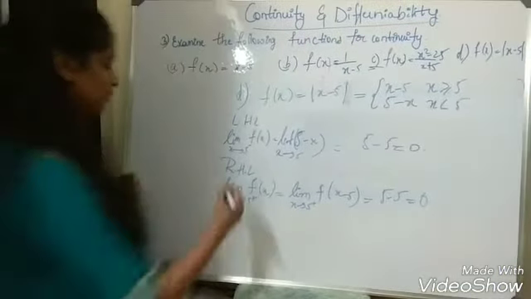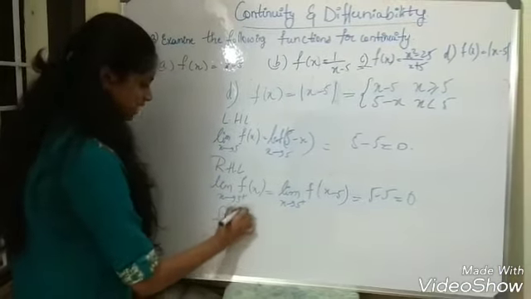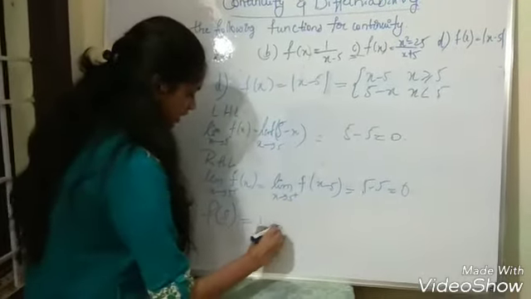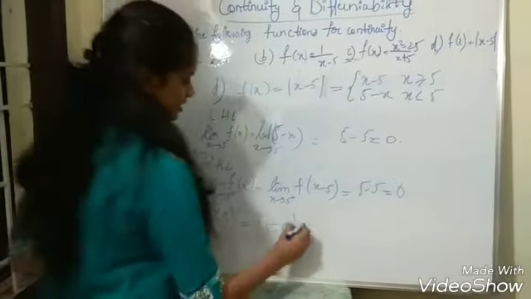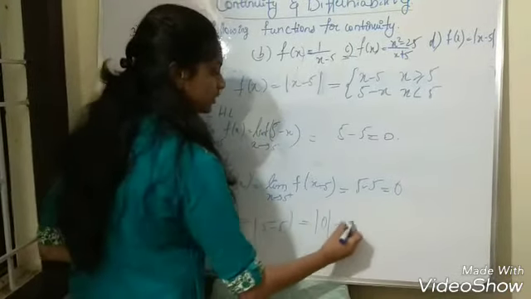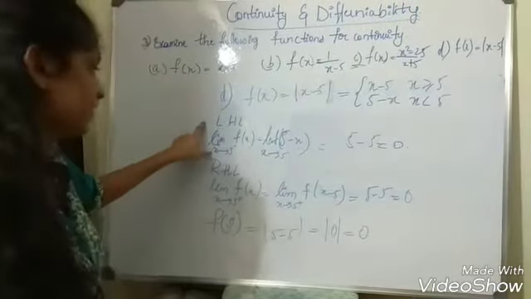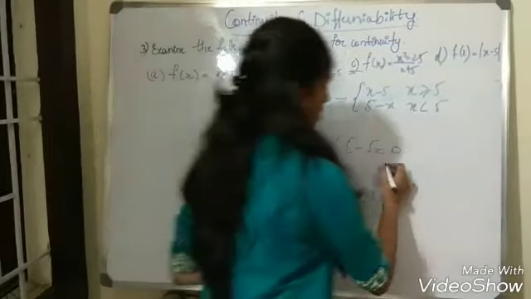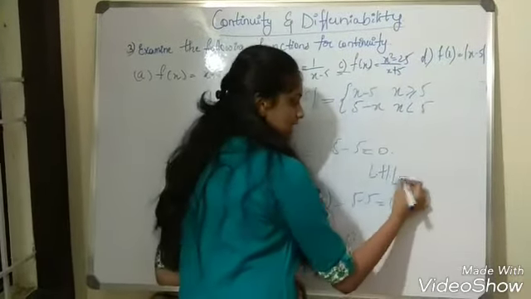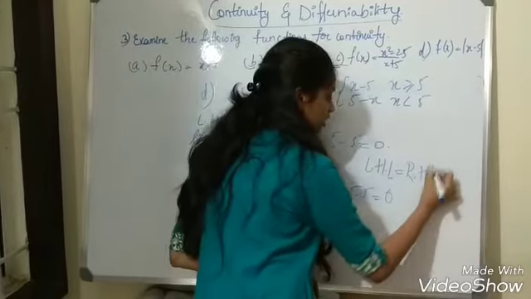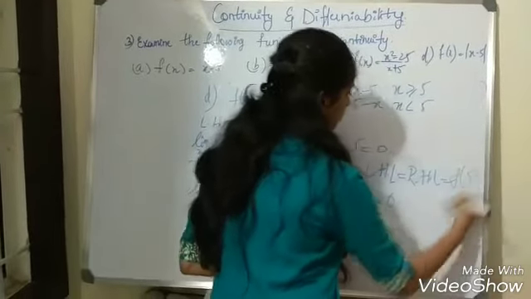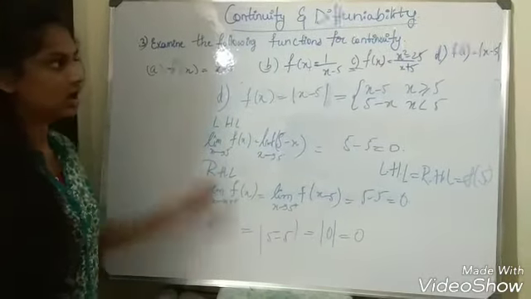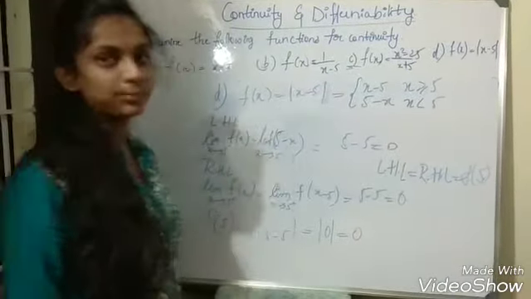Now we will check the value of f(5). f(5) is equal to mod of 5 minus 5, which is equal to mod 0, which is equal to 0. So as you can observe, its left hand limit is equal to right hand limit, which is equal to f(5). So LHL is equal to RHL, which is equal to f(5). So this is a continuous function. f(x) is continuous at every point.